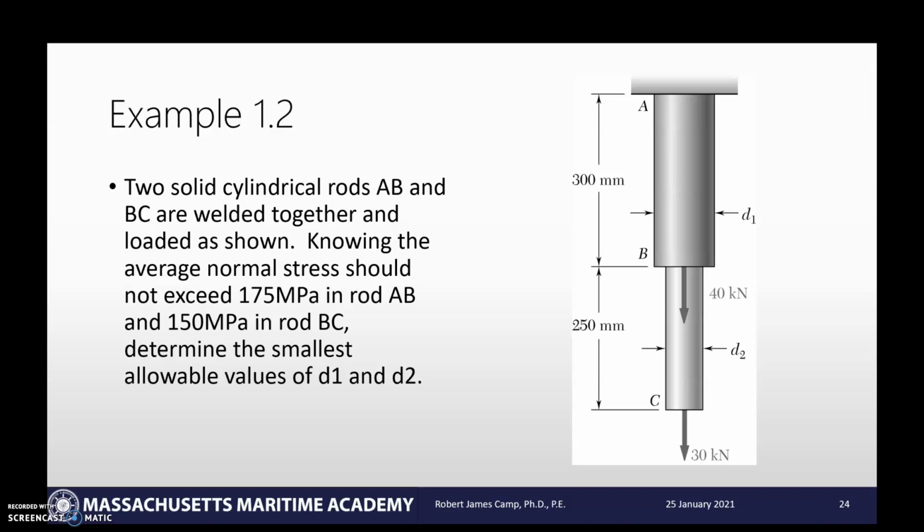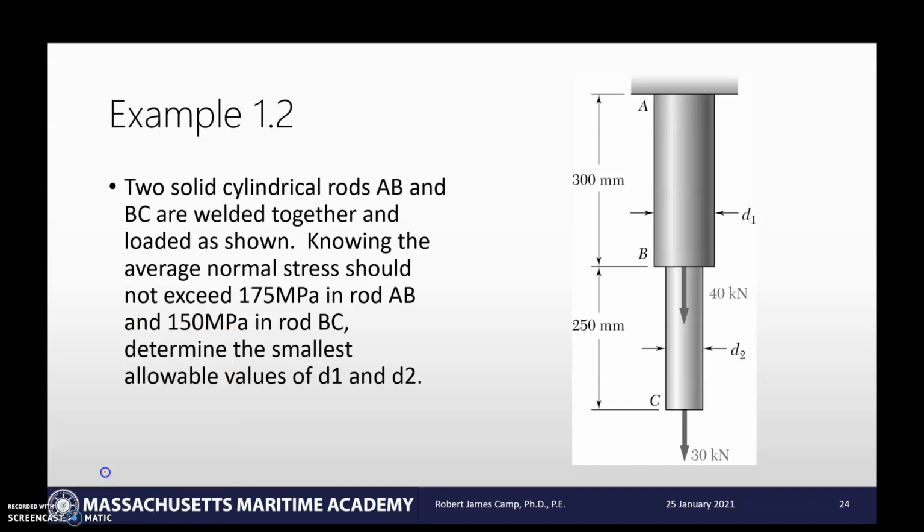So in this problem, we are going to calculate out what the diameters need to be. First thing that we need to do is draw a free body diagram of this problem, and we will apply our loads to it.